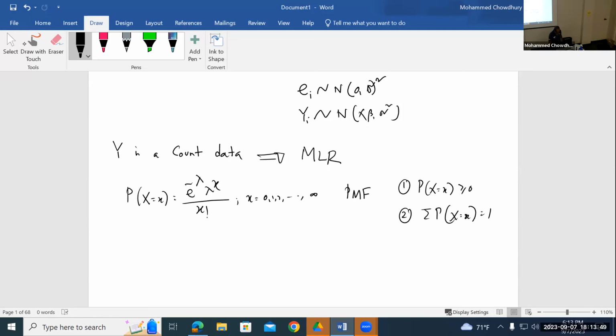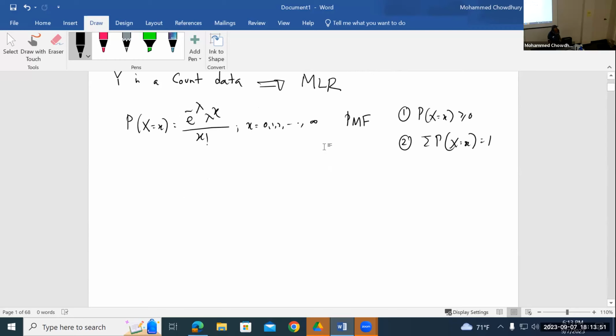So now you can ask me, how did someone come up with this Poisson distribution? Did he wake up in the morning and write a function and check these two properties and then claim that this is a Poisson distribution?